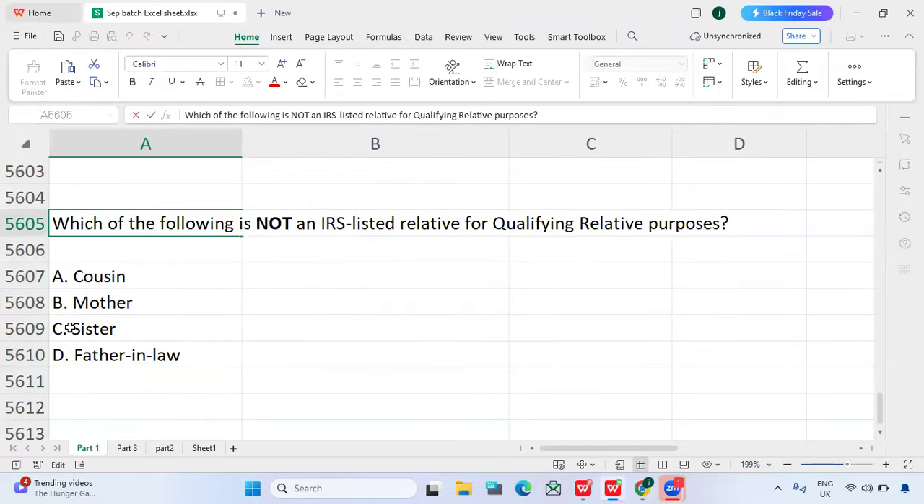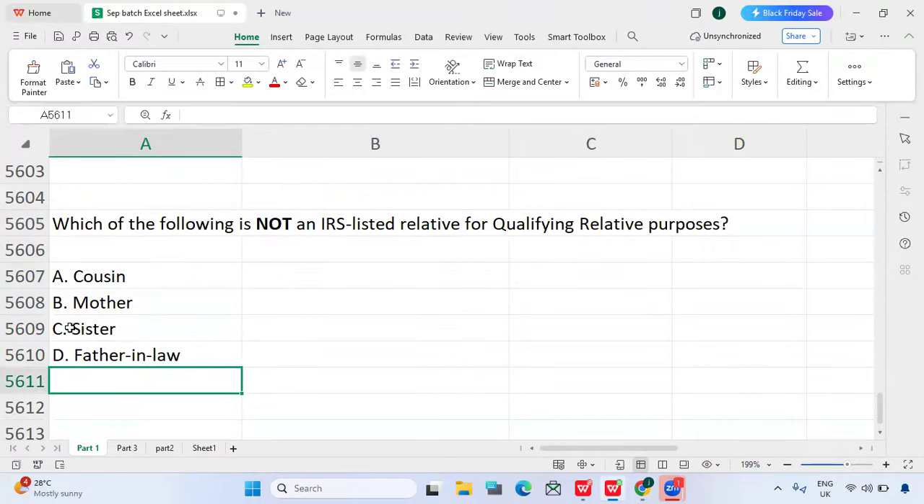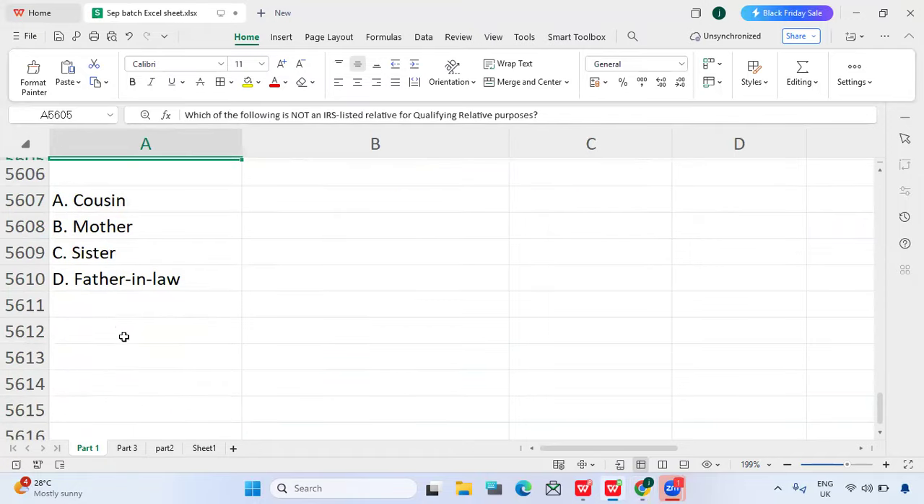Which of the following is not an IRS listed relative for qualifying relative? You can easily tell this answer. Option A, cousin, right? Any questions on this? We have cousins in the other list we have seen.